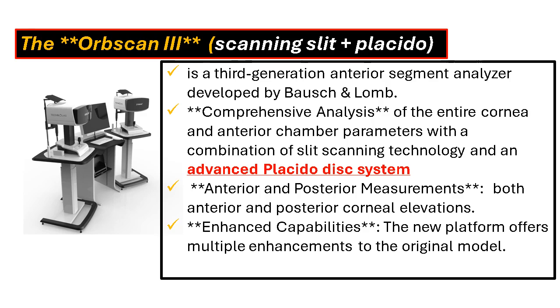However, other studies showed that the interchange of information between different systems is not applicable and is not reproducible. So you cannot take the pachymetry map from, for example, Orbiscan 3 and compare it with the pachymetry map from Pentacam. This comparison is not valid. However, I mentioned Orbiscan 3 here just to complete the view and follow the evolution of the scanning slit technology, but it is not as popular as the Scheimpflug technology.